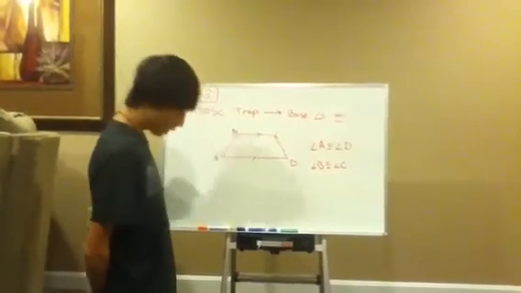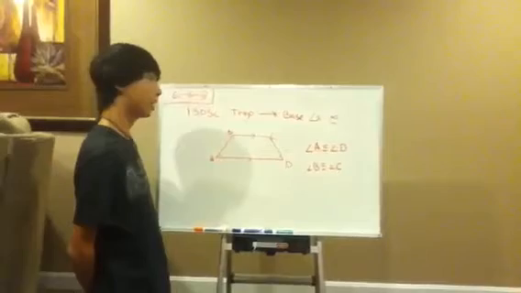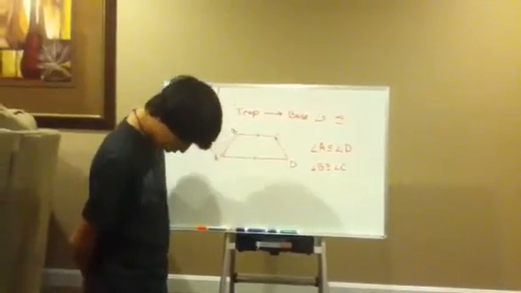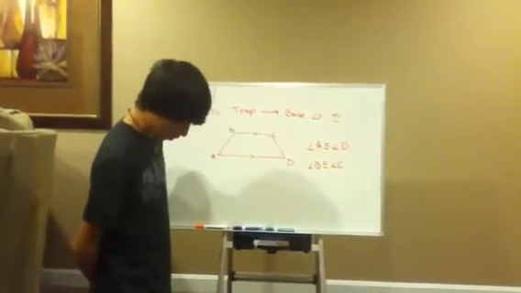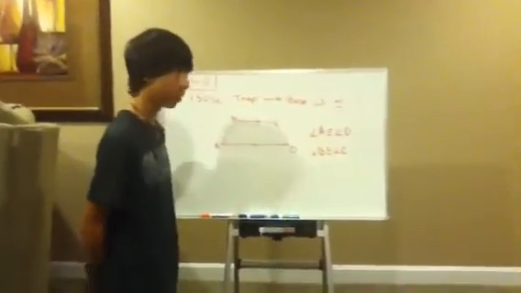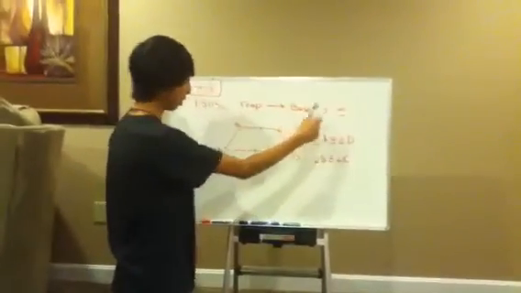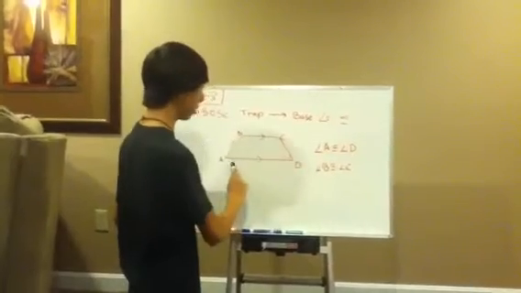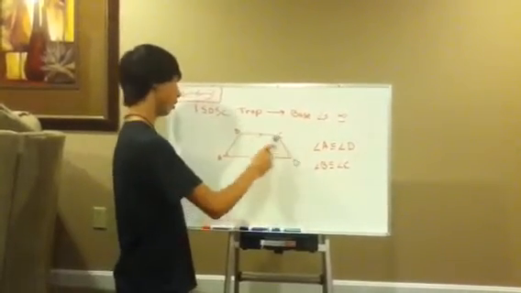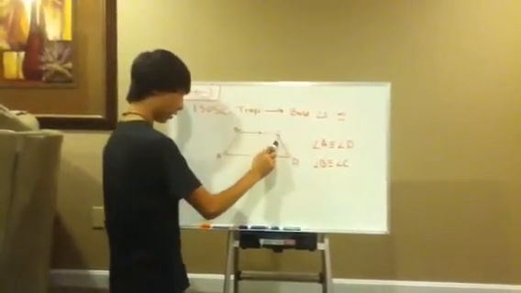Now we're learning about isosceles trapezoids, theorem 6-6-3. If a quadrilateral is an isosceles trapezoid, then each pair of base angles are congruent. So an isosceles trapezoid means base angles are congruent. Angle A would be congruent to angle D, and angle B would be congruent to angle C.